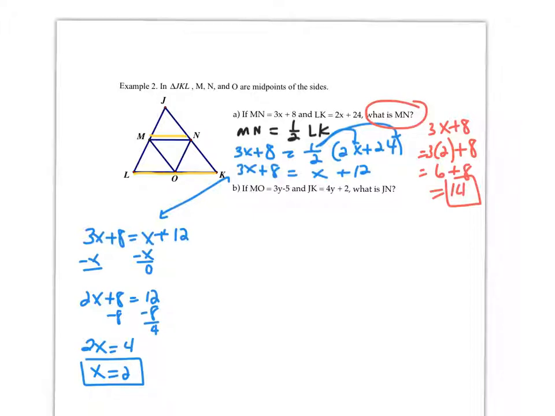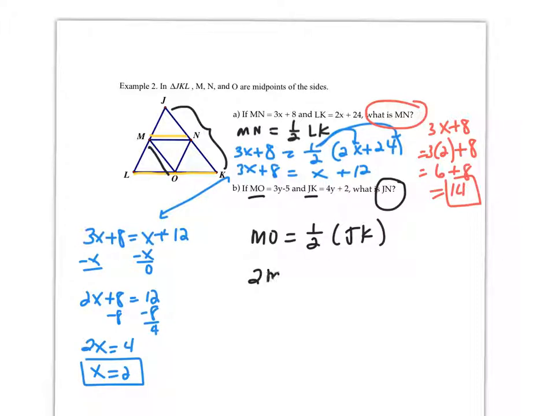Okay, with our second example, it says if MO is equal to 3y minus 5 and JK is equal to 4y plus 2, what is JN? So be careful here. The relationship between MO and JK is that MO is the midsegment, so it has to be half the length of line segment JK. And again, if you find working with the fractions a little bit tricky, then you want to double the midsegment, take 2 times MO, and set it equal to JK. So let's try it that way for this one.